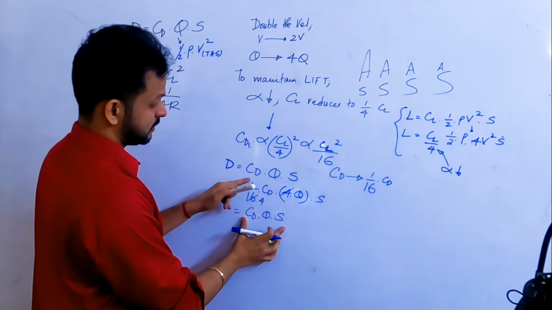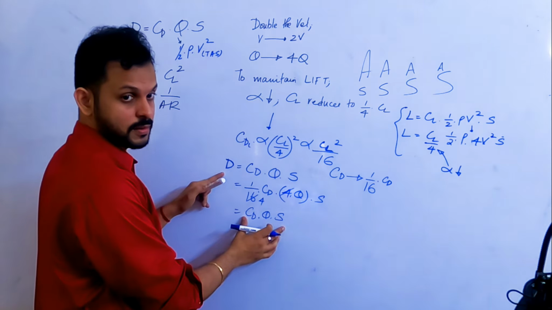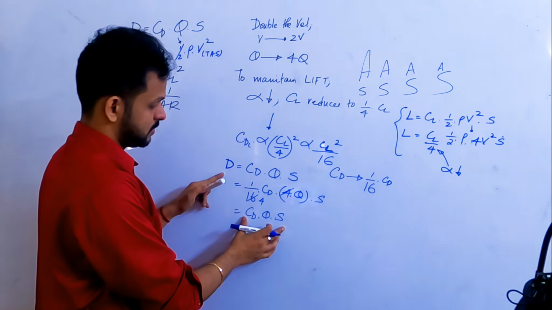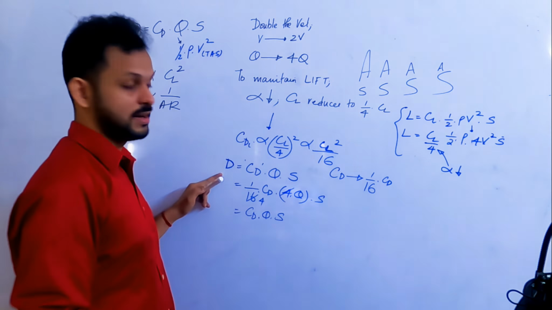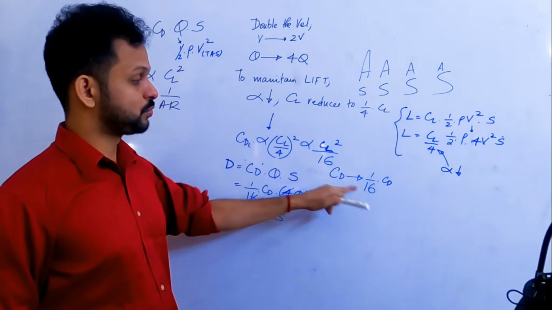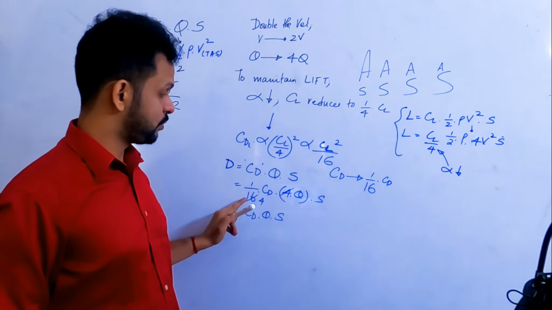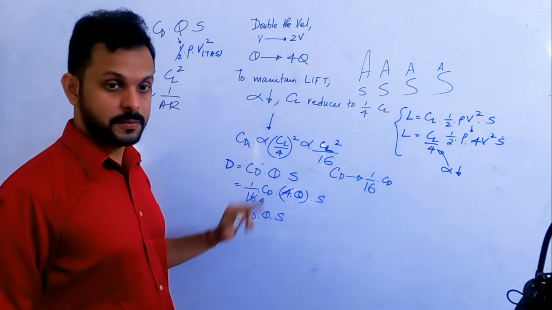Where do we use CL by 4 square in this equation? No, this is the equation for drag: CD times Q into S. What is the CD? Now, coefficient of drag, what happened to that? It reduced by 1 by 16 times. So coefficient of drag reduced by 1 by 16 times. Sir, how did your 1 by 16 come?